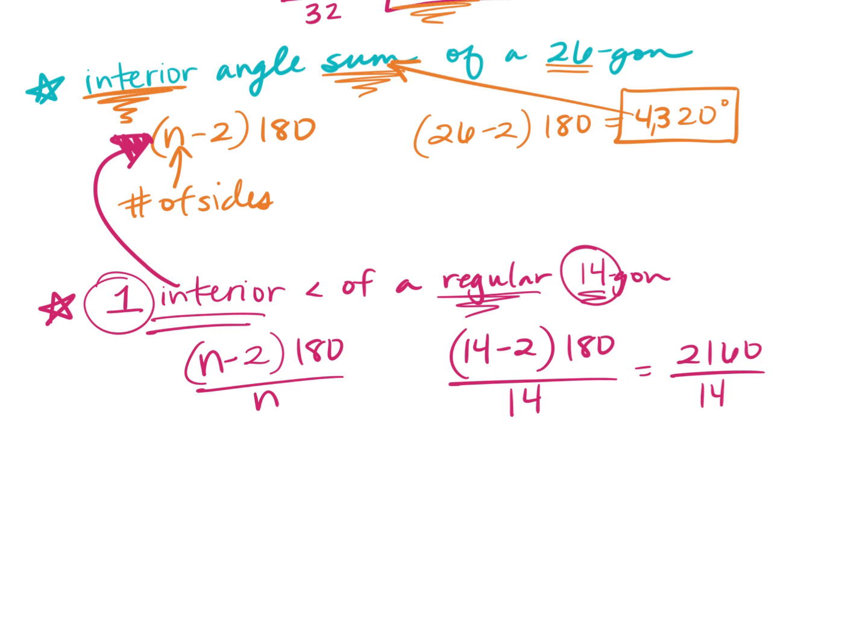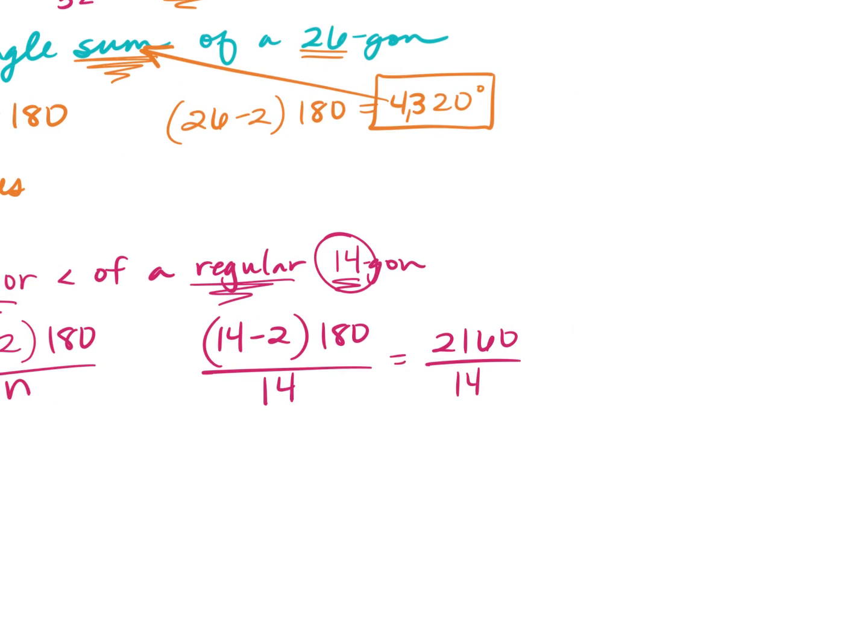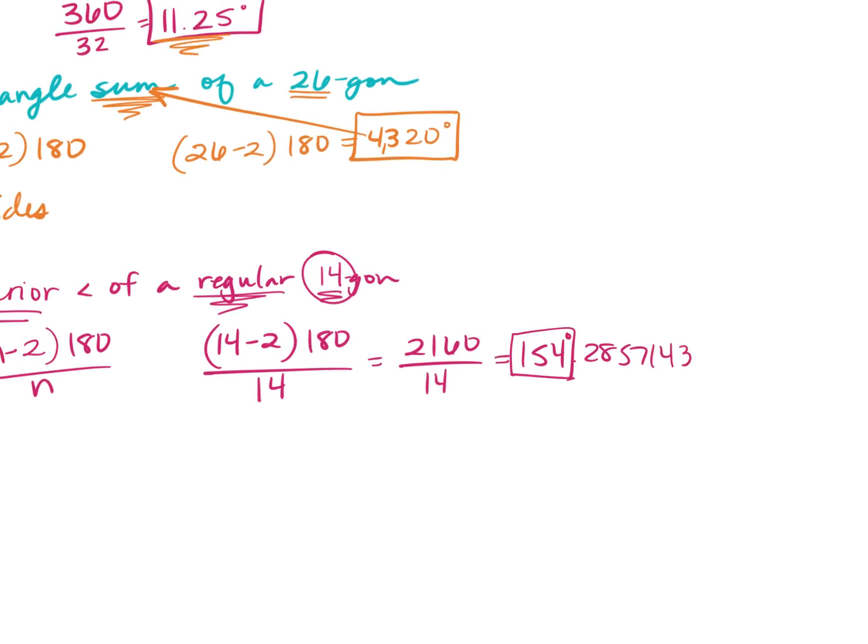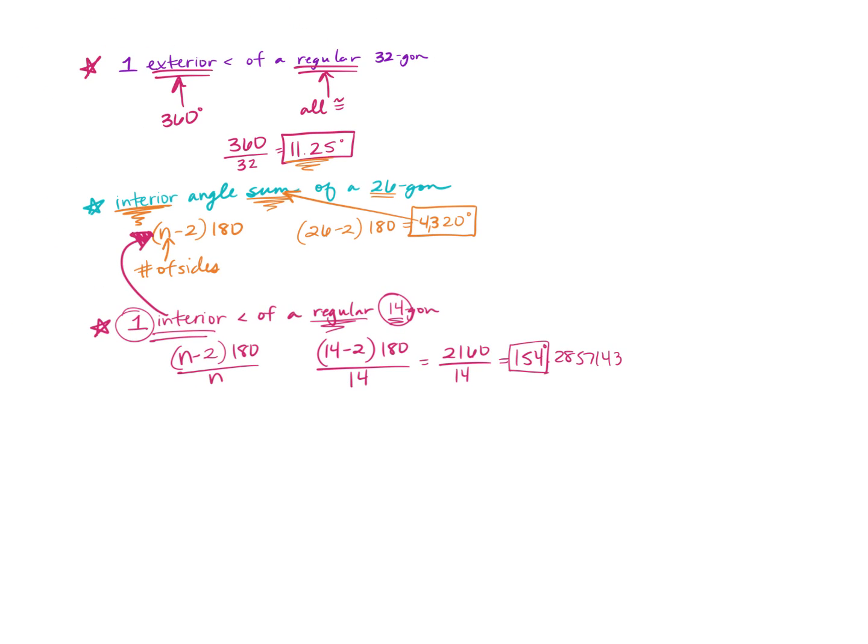So 2160 divided by 14 is a really funky number. I won't give you ones that are funky like this. You get this number. I'm guessing it's not done there. But you'll get a number that's either a nice decimal or not a decimal at all. So for now, we'll just say we're going to round this to 154 degrees. Okay. So that would be one interior angle of a regular 14 gon.